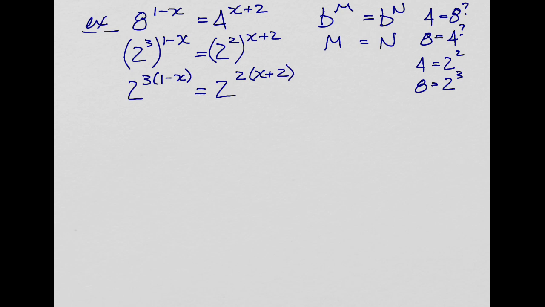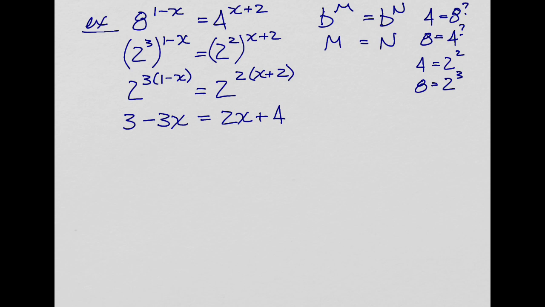Well, now I can go ahead and use the fact that exponential functions are one-to-one. Every y has one x, every x has one y. So the only way that this statement can be true is if the exponents are the same. Since the bases are the same, the exponents must be the same too. I'll go ahead and distribute as I do this. 3 times 1 minus 3 times x is the exponent on the left. The exponent on the right, 2 times x plus 2 times 2. Once I do that, I have a nice little linear equation. We know what to do with those.